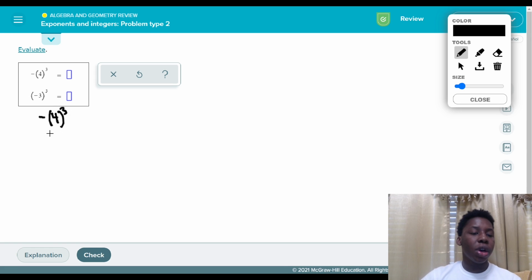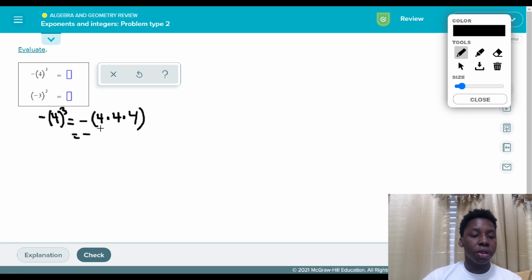First step: is the minus outside or inside the bracket? The minus is outside the bracket in this case, and the bracket is raised to the power 3. This means we're going to multiply whatever we get in here by this minus. So basically, this is saying minus times 4 times 4 times 4. We have to multiply 4 three times, and whatever we get, we multiply by this minus.